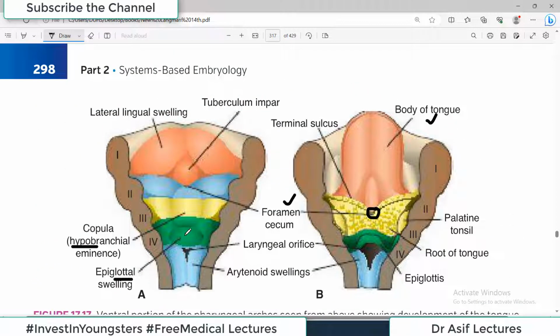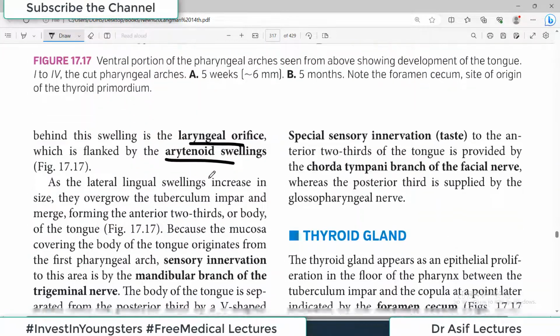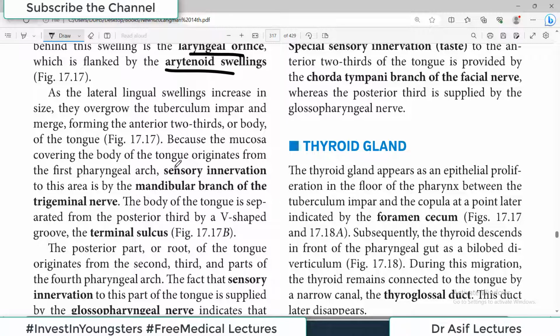Now immediately behind this swelling there are laryngeal orifice and which is flanked by the arytenoid swelling. So this is the laryngeal orifice which is lying immediately caudal to the epiglottal swelling. और ये जो laryngeal orifice है opening for the larynx, it is surrounded by two arytenoid swellings. So this diagram is easy to understand and you should pay attention if you want to understand the development of tongue. ये सारे terms आपको पता होने चाहिए.